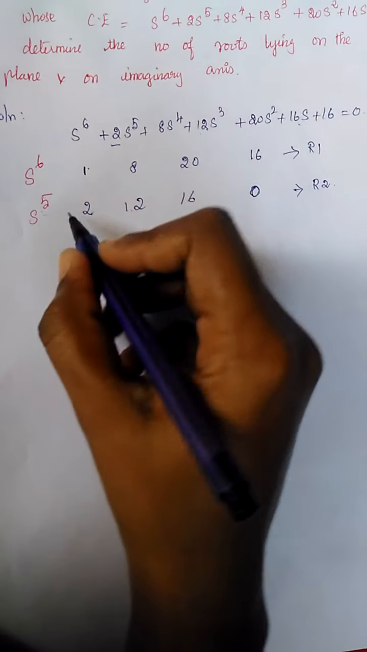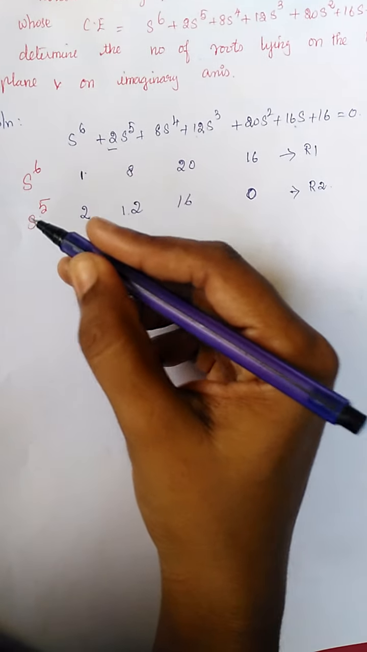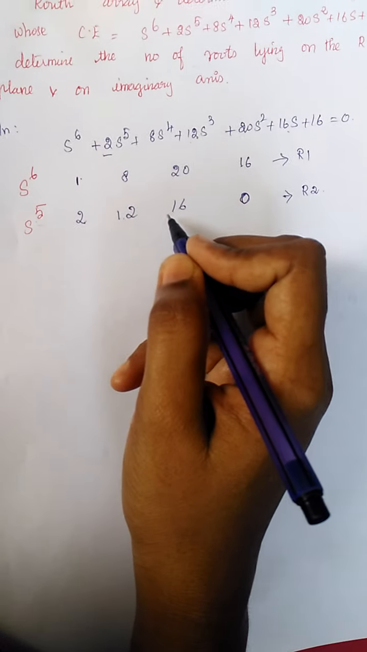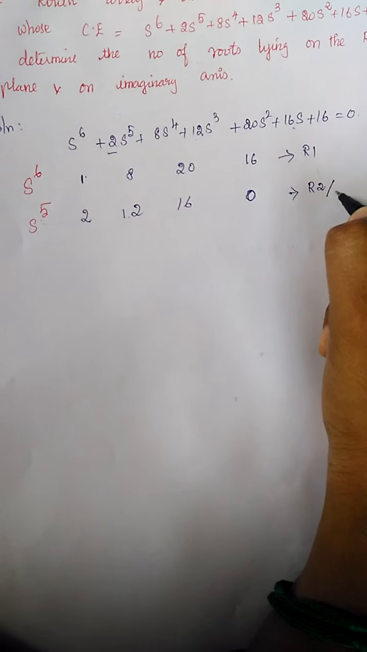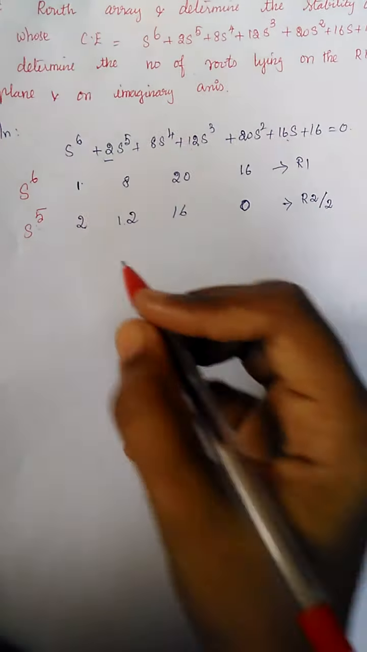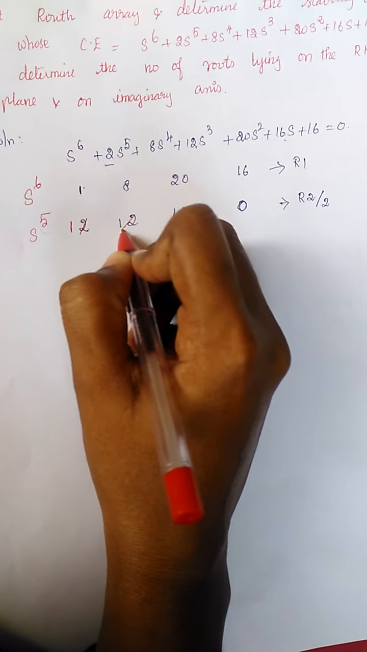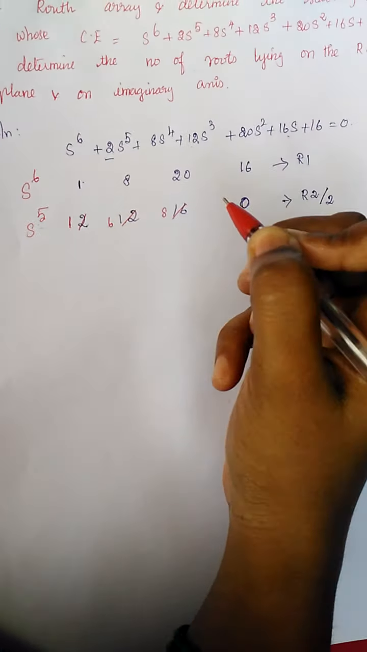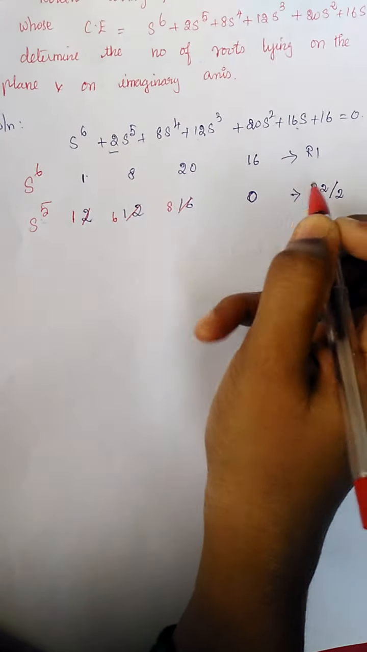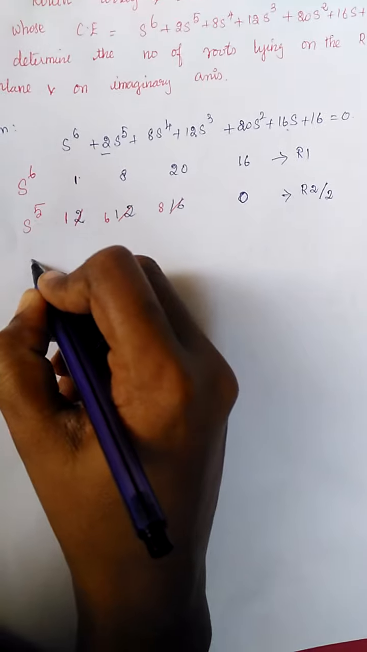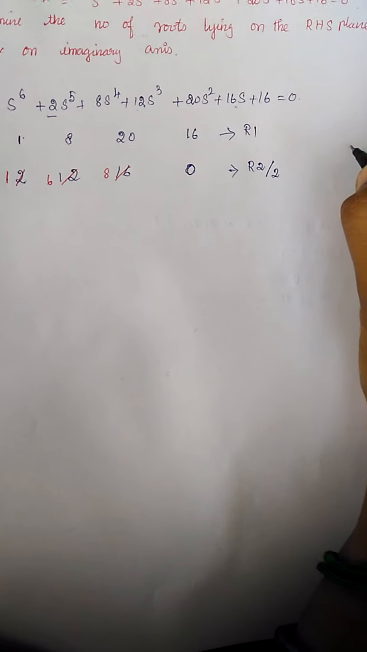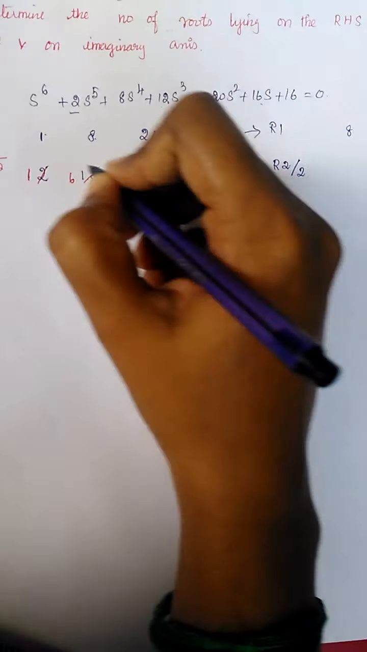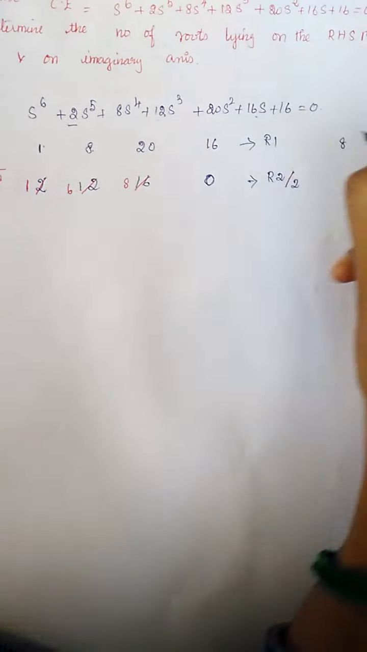Before calculating the s power 4 term, you should check if there is any common divisor. Yes, there is. Row 2 is divided by 2, so you get the smallest terms: 1, 6, 8. That is your s power 5 row. Then we are going to fill s power 4. How to find it? You take 1 into 8, which is equal to 8, then minus 6 into 1.